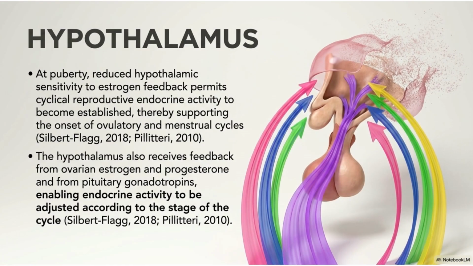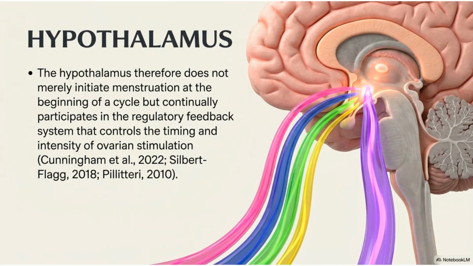At puberty, reduced sensitivity to estrogen allows for cyclical activity to begin. The hypothalamus also adjusts its output based on feedback from the ovaries and pituitary hormones. The hypothalamus does not just initiate the cycle. It continually regulates the timing and intensity of ovarian stimulation throughout the entire process.